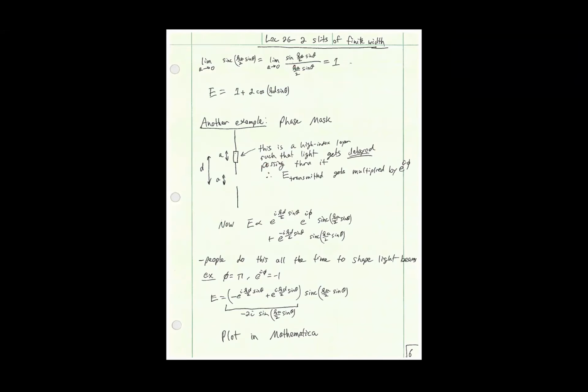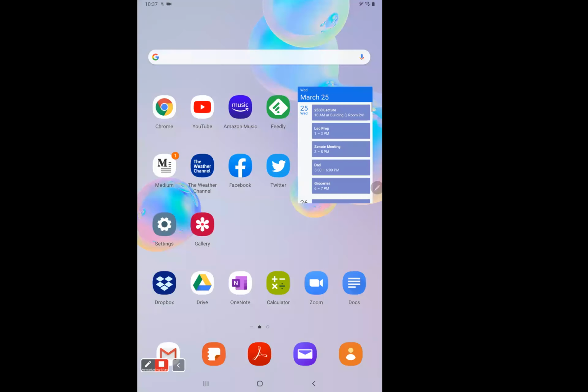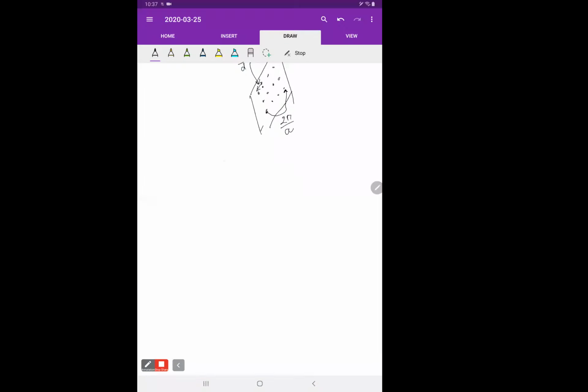The basic idea would be this. Let's say we've got two slits, and maybe I'll put a phase mask in front of both of them. I'm going to give them both thickness delta x. They're going to have the same thickness. This is done all the time, by the way. You can buy these commercially. And this is going to have index n1, and this is going to have index n2.